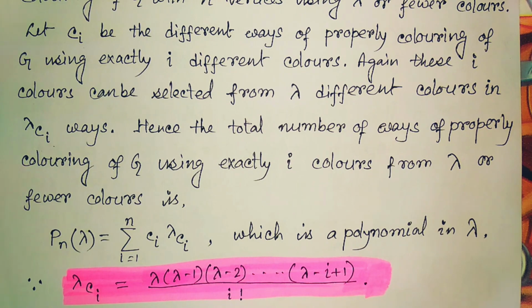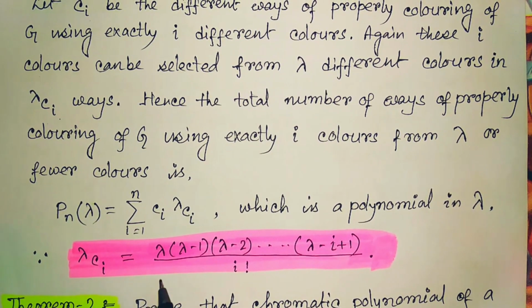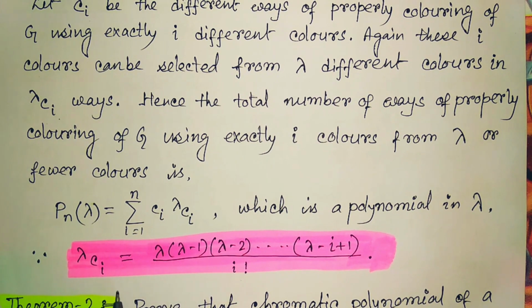And finally, if we add all of them, then we will find out the total number of ways by which we can color the given graph using lambda different colors. Here, lambda C i we know from the binomial: lambda into lambda minus 1 into lambda minus 2, in this way up to lambda minus i plus 1, divided by factorial of i. So if we sum this up and finally expand it, then definitely we will find that it is a polynomial in lambda.